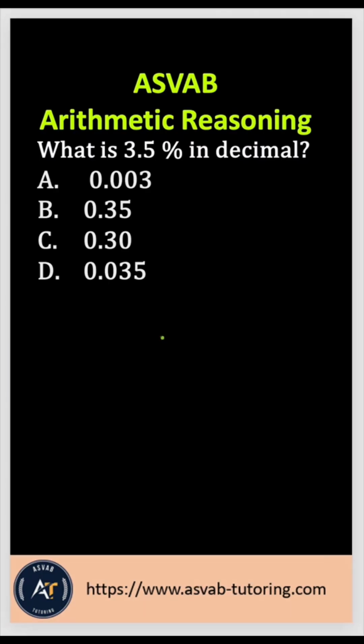Let's begin. The question asked here: what is 3.5% in decimal? You might learn this type of problem in 3rd or 4th grade, but you might not remember. The easy way: anytime you want to make a percent into a decimal, you have to move 2 decimal places from right to left. So let's do that.